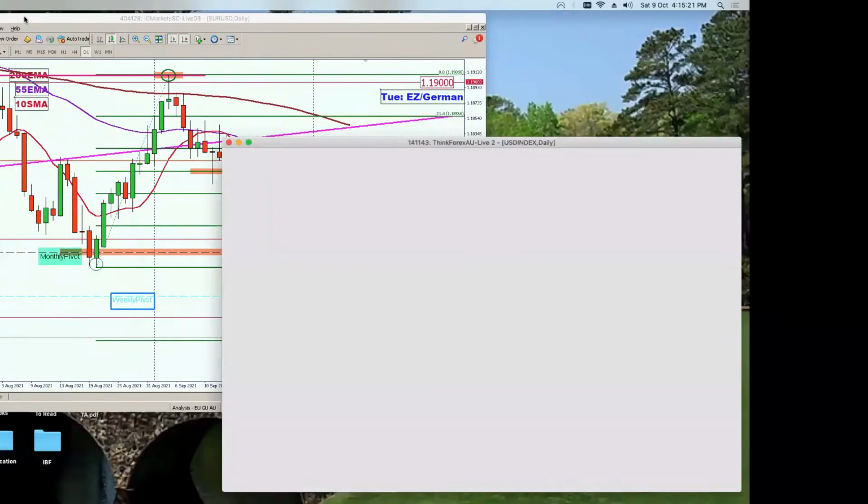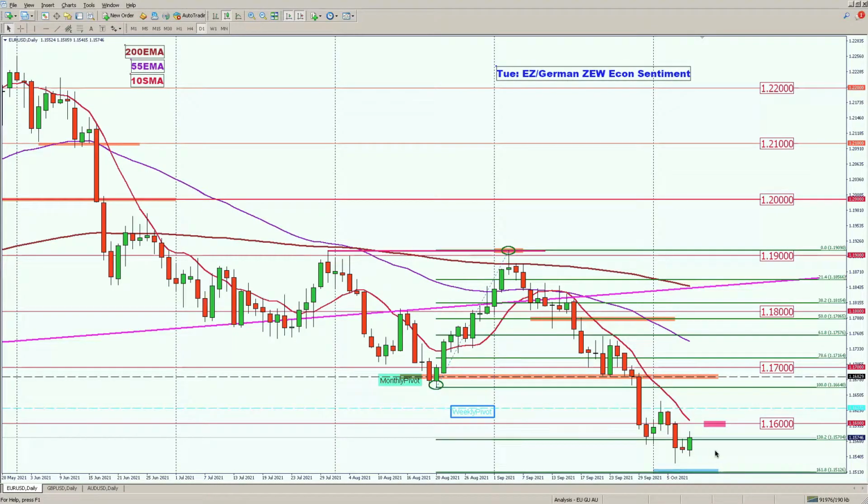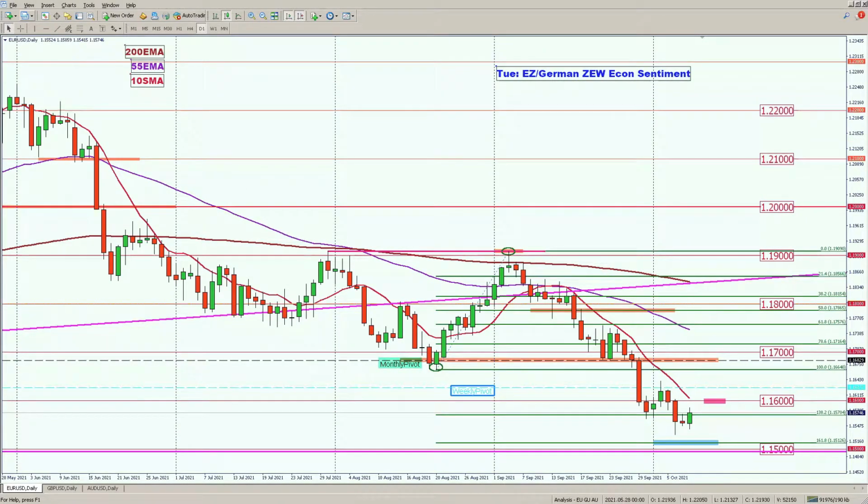Okay. Let's move back to the euro. So likewise, it's resistance at the 116 and support just above the 115 area at the 162 fib. So still also a very narrow range down here.